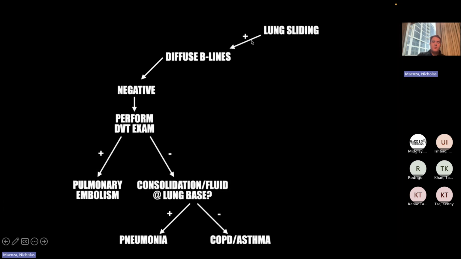So this patient has severe respiratory distress, there is normal lung sliding, there are no B lines, and you perform a DVT exam and they suddenly have this new DVT that was never known about, then I would go with the most likely diagnosis of a possible PE. So what happens if you do the whole DVT exam and you don't find a DVT? At that point, you're pretty much looking directly for a possible pneumonia.